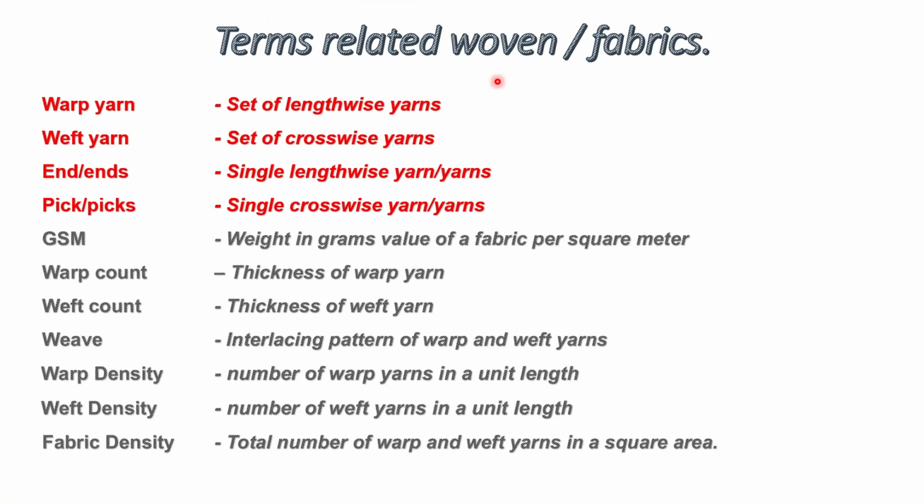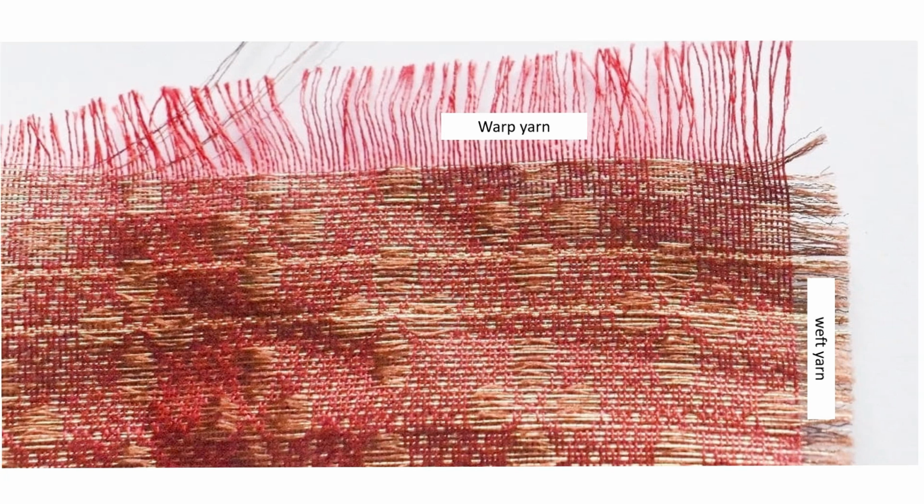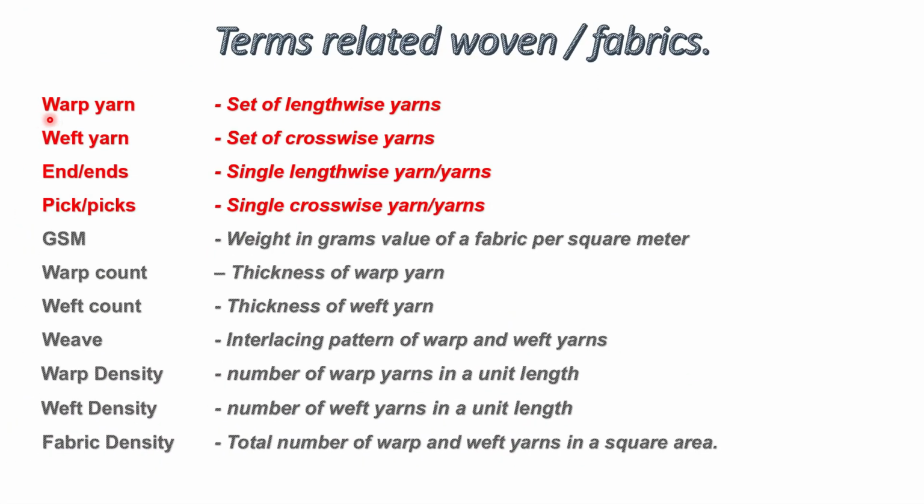Terms related to woven fabrics. Here, warp yarn means the set of lengthwise yarn. In fabric, warp yarns are like this and weft yarns are like this. Sometimes another name for warp yarn is ends, and weft yarn we call picks. So warp yarn is the set of lengthwise yarn, weft yarn is the set of crosswise yarn.